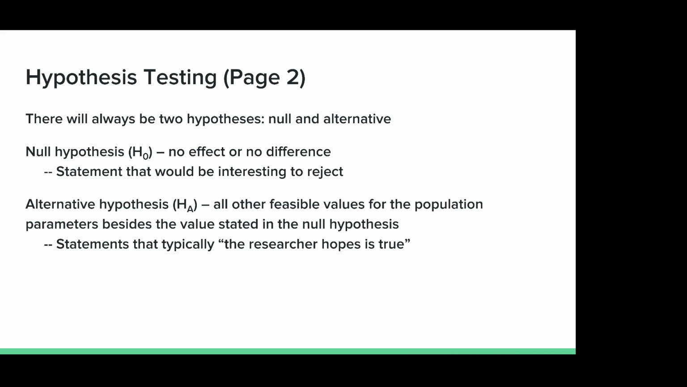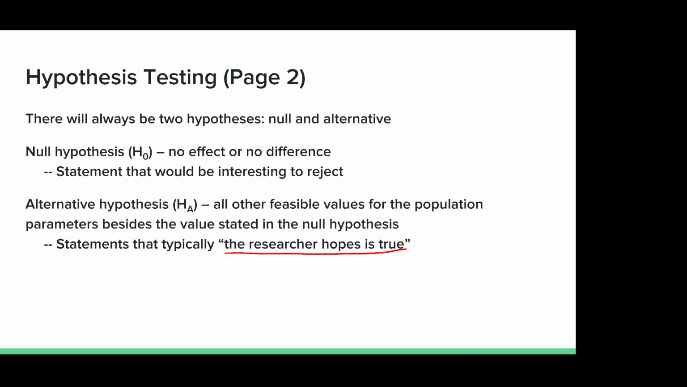So to that end, we need our alternative hypothesis. Basically, if we can reject the null hypothesis, what is it that we accept? Well, if we can reject the null hypothesis that there's no effect or no difference, then all other feasible values for the population parameter are possible. So essentially, the alternative hypothesis is what the researcher hopes is the case. For example, if we wanted to prove that exercise doesn't have an effect on weight loss, then that's what we would be searching as our alternative. But almost always we're looking for something to affect something else.